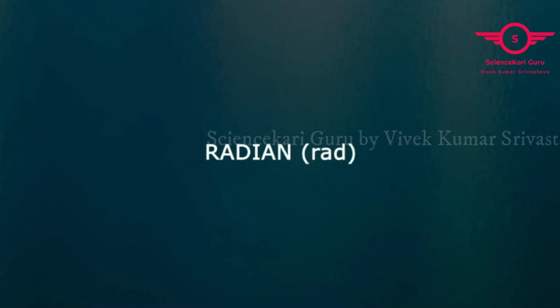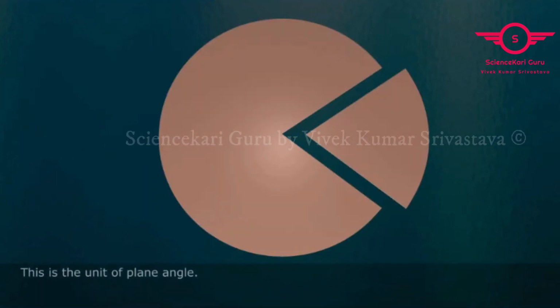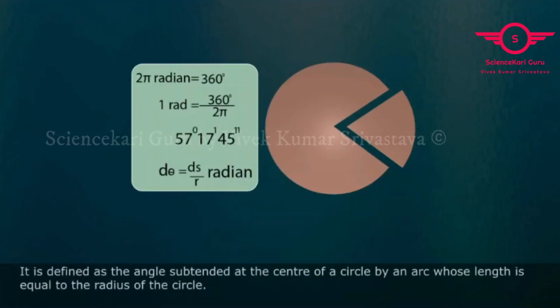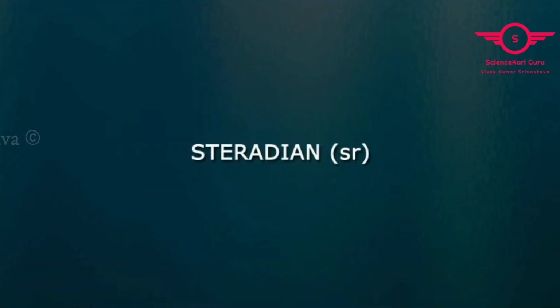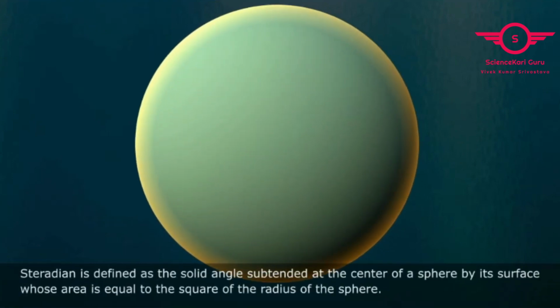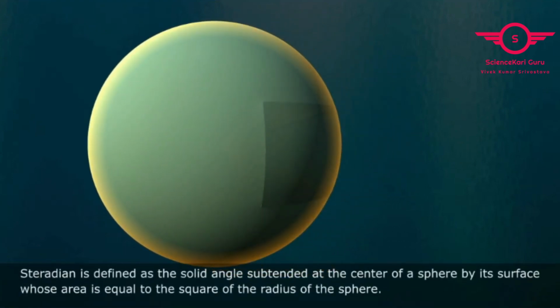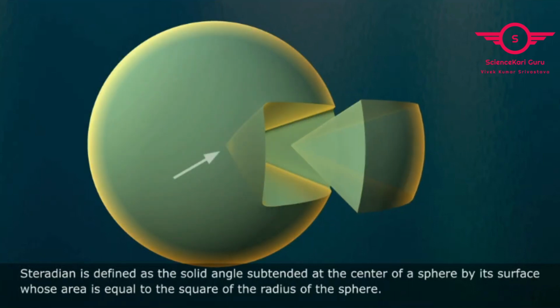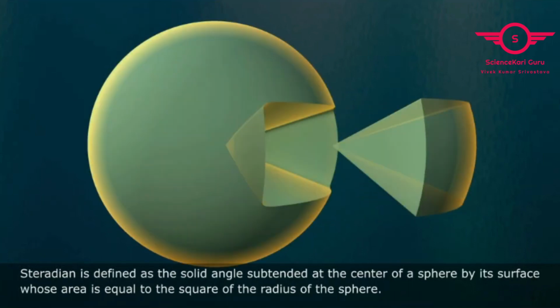Radian, rad. This is the unit of plane angle. It is defined as the angle subtended at the center of a circle by an arc whose length is equal to the radius of the circle. Steradian, sr. This is the unit of solid angle. Steradian is defined as the solid angle subtended at the center of a sphere by its surface whose area is equal to the square of the radius of the sphere.